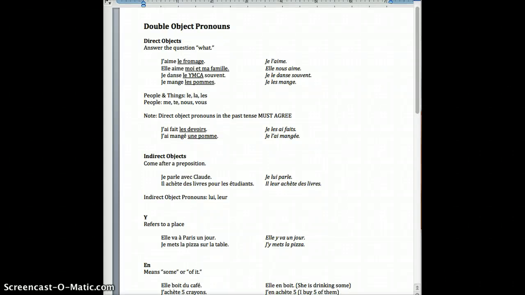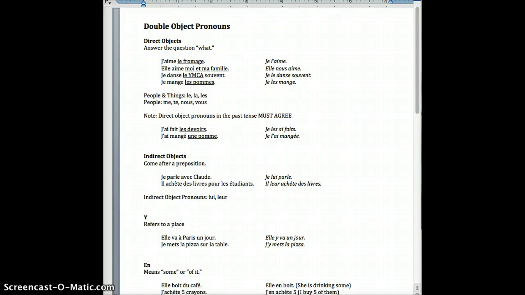This is a review of double object pronouns. This is something that you learned in French 3. So we're going to do a quick review because it's been a little while. And also at the very end I'm going to teach you a little something new about double object pronouns. So double object pronouns refer to direct and indirect object pronouns.